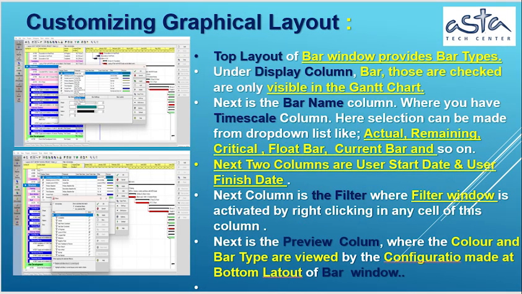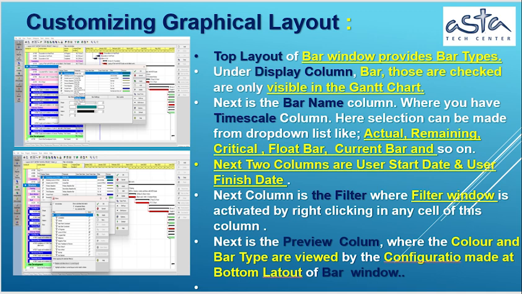Customizing graphical layout. The top layout of the bar window provides bar types. Under the display column, bars that are checked are the only ones visible in the Gantt chart. Next is the bar name column, where you have the timescale column. Here a selection can be made from the drop-down list like actual, remaining, critical, float bar, current bar and so on.